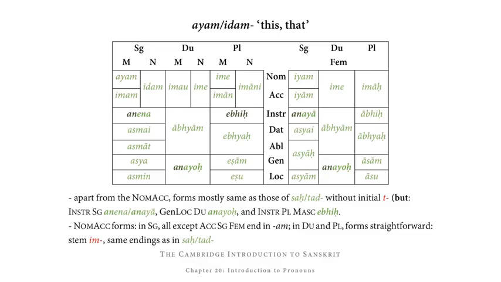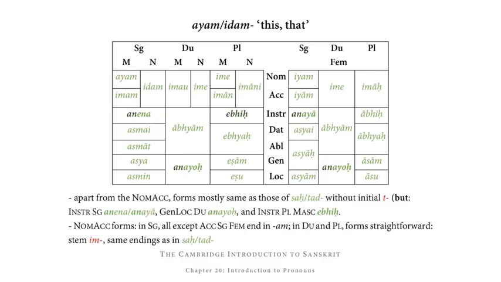And finally, the last irregularity in this pattern is that the instrumental plural in masculine and neuter is ebhih, where on the parallel with sah tad we might expect eih. Sah tad has taih, we might expect this to be eih, but no, it is ebhih. But fortunately that shouldn't be a great problem, because all instrumental plurals, with the exception of those of short a stems, have the ending bhih, and so the ending bhih is fairly easily recognizable.